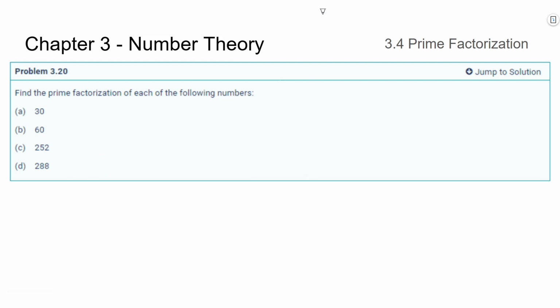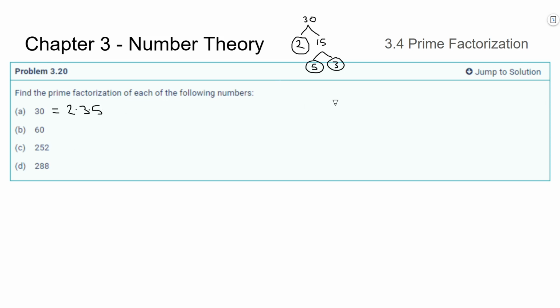All right, so for 30, we'll do that up here, so we have lots of room. So there's different ways you can do this. If you don't do this the exact same way as me, that's okay. I'm just picking one way to do it. So let's do 2 times 15. That's one way to make 30. Well, 2 is a prime, so go ahead and circle that. 15 is not a prime. We can do 5 and 3. And those are both primes. So 30, prime factorization would be 2 times 3 times 5.